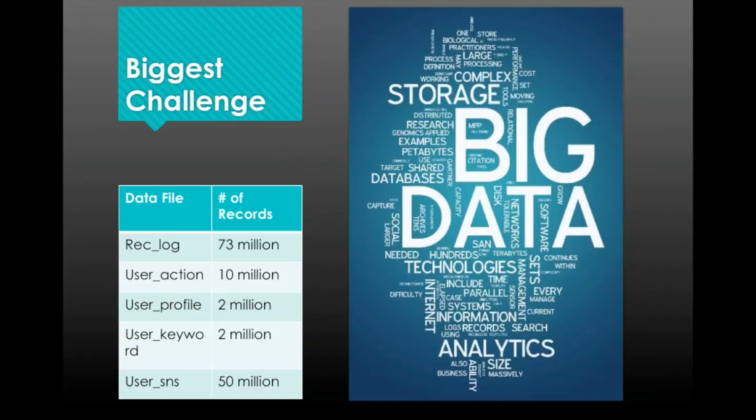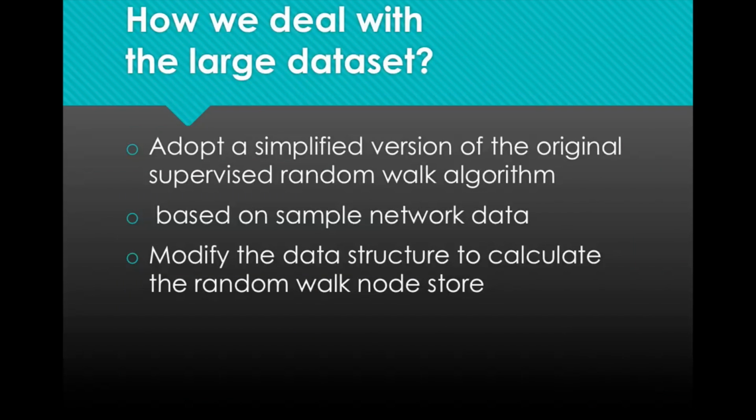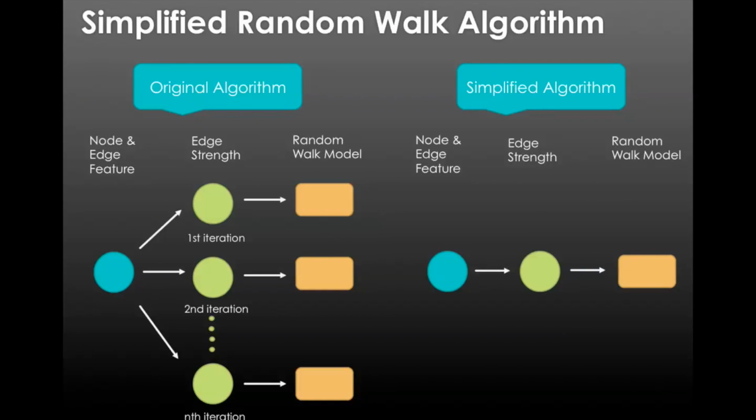The biggest challenge for our project is the size of the data, and we came up with several approaches to address this issue. The first one is that we adopt a simplified version of the original algorithm. The original algorithm defines an objective function, and based on the node features and edge features, the algorithm keeps calculating different versions of edge strengths until it minimizes the objective function.